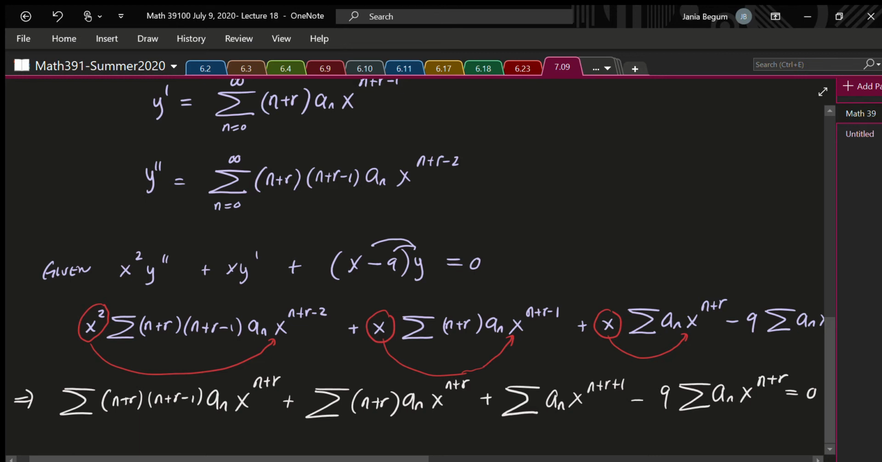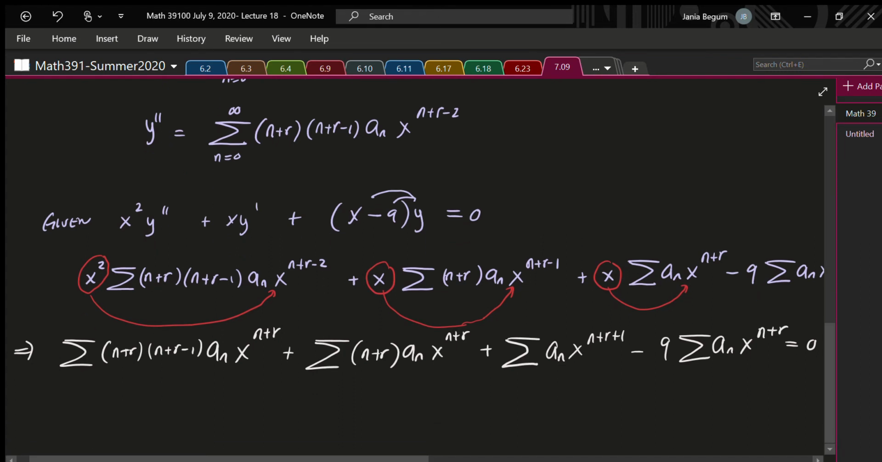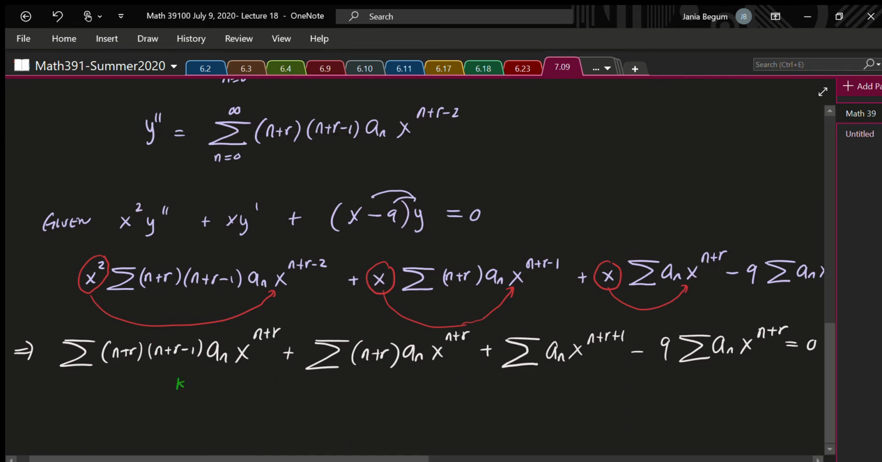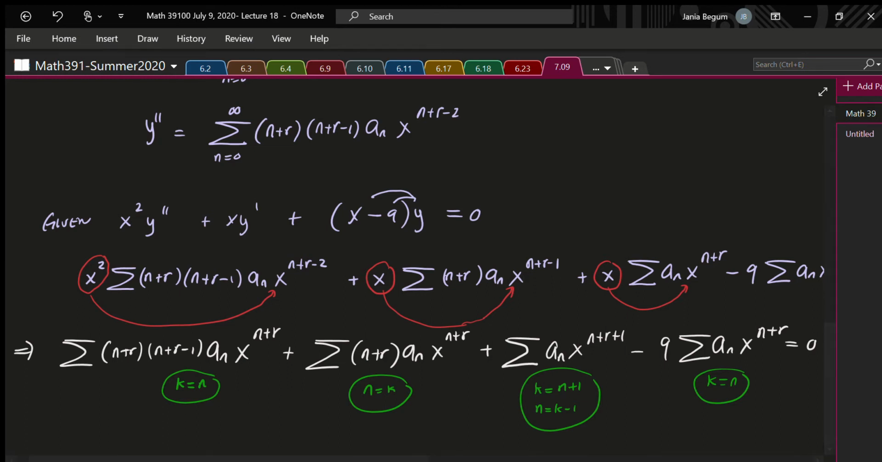Okay, so after this, what do we do? We want the powers of x to be k plus r. So for the first one, if we want the power to be k plus r, we're just going to let n be k. The second one also, n is k. And the third one, well, we need to modify. We want k to be n plus 1, so that n is going to be k minus 1. And the last one, we can let n be k. So the first, second, and last are nice, but the third one changes.